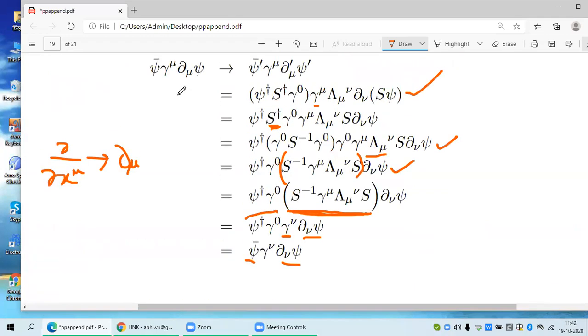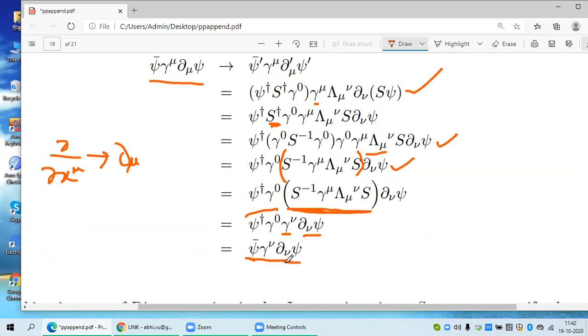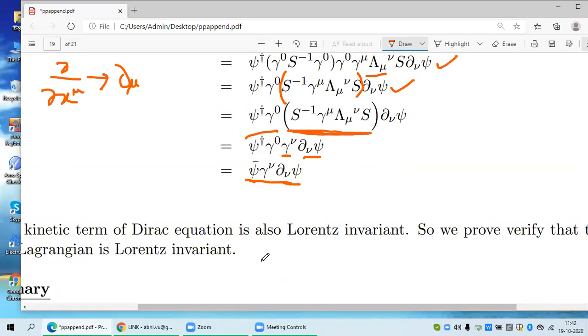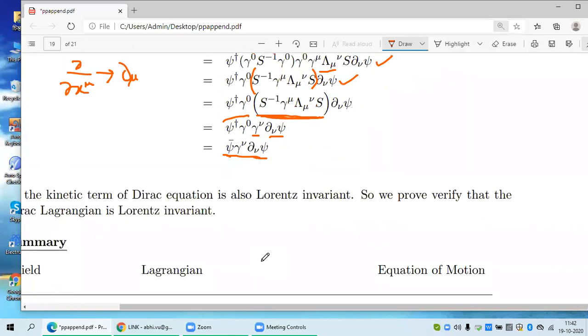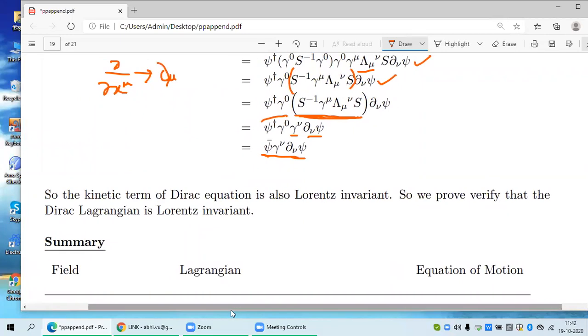Now look, this was this form. This transformed into this and this keeps the same form. So you can replace mu or dummy indices. So mu's and nu's are same. So this quantity does not transform under Lorentz transformation. So the kinetic term also does not transform under Lorentz transformation. Clear?